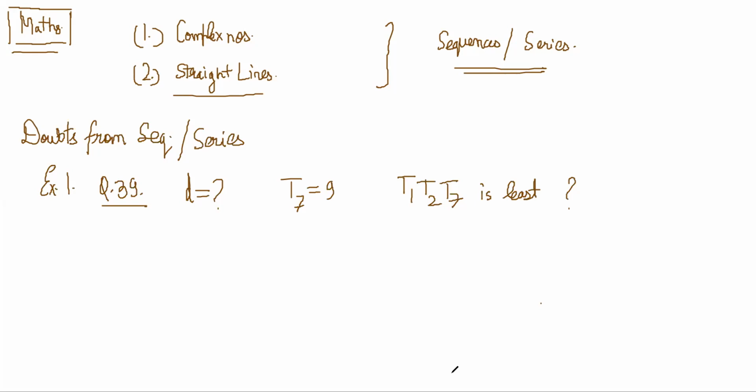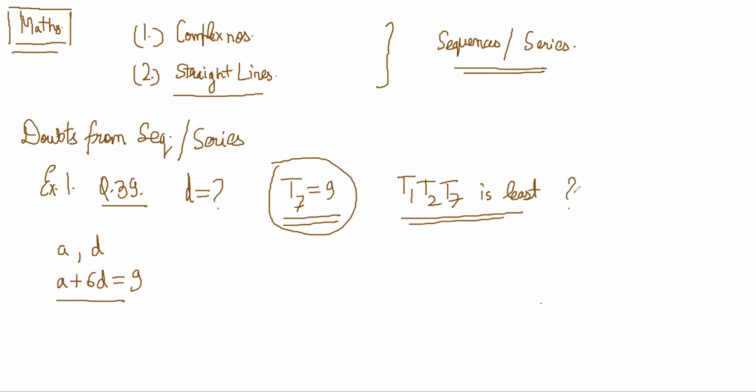So the T7 value is given to you. If you write the seventh term of an AP, with first term A and common difference D, then the seventh term will be A plus 6D, right? That is equal to 9. And this is least, so what do we mean by that? First term will be A, second term will be A plus D, and seventh term will be A plus 6D. The product is least, minimum.